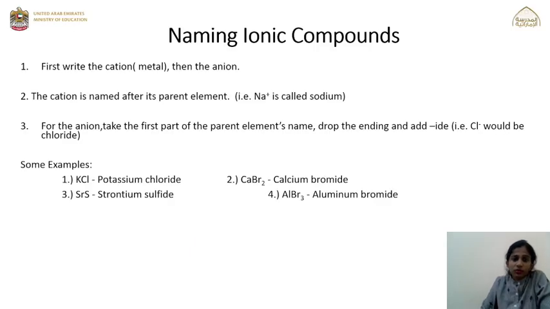So here are some of the examples. So example 1, KCl. K is potassium. Cl is a monoatomic anion, so it should end with IDE, so the name will be potassium chloride. In the same way, the second example, Ca, that is calcium. Br, again it is monoatomic anion, so it will end as IDE, so calcium bromide, and so on. You can refer to the examples.